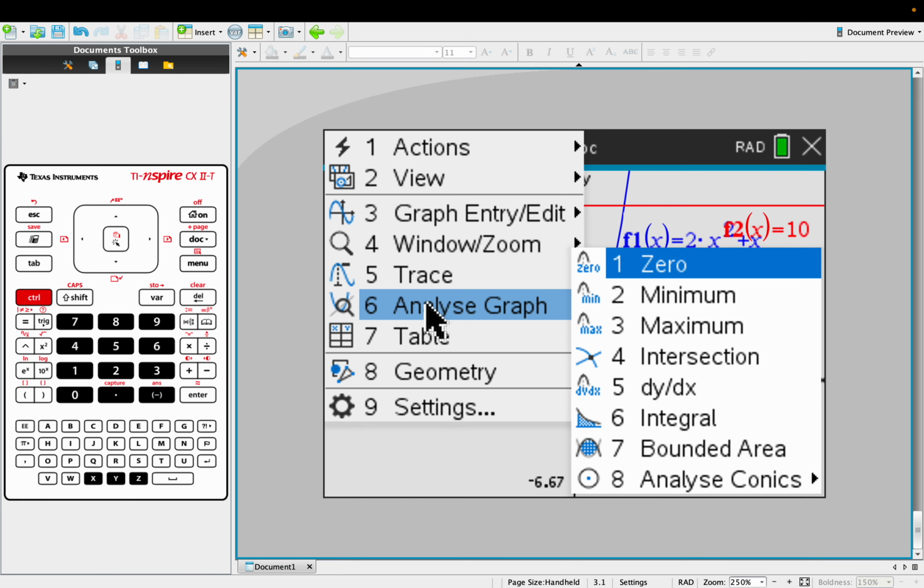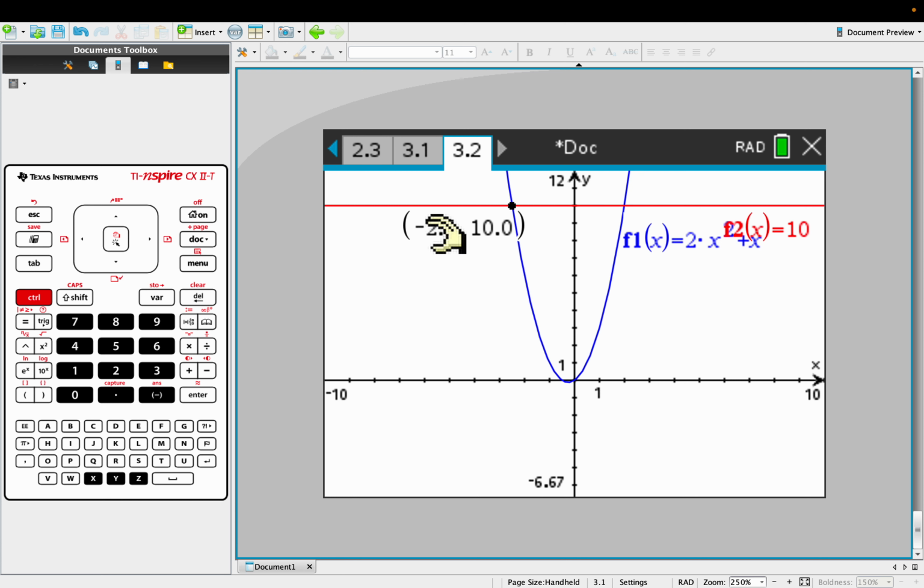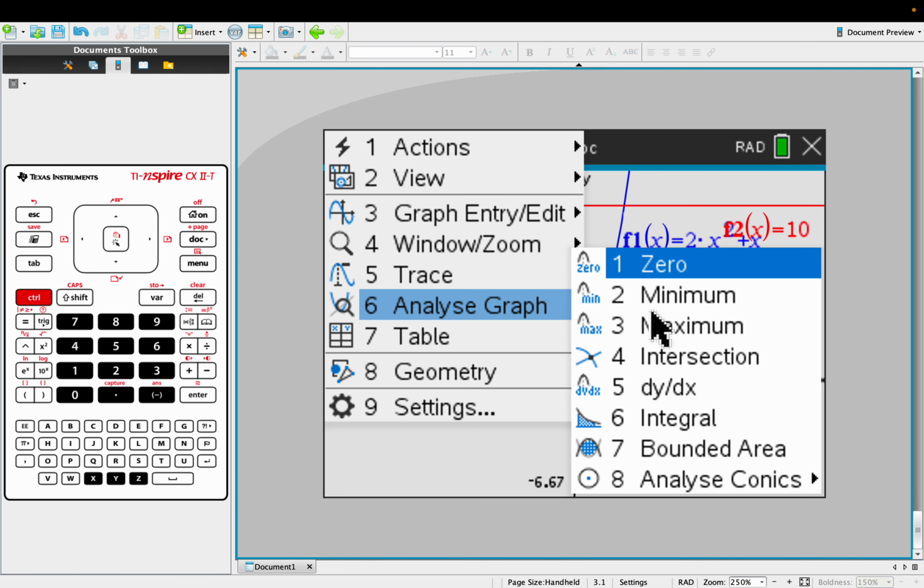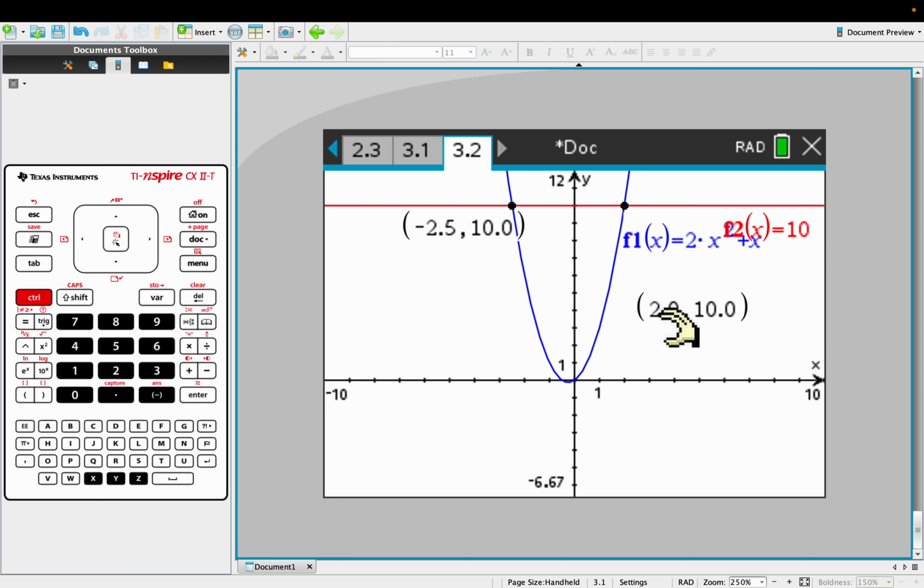Menu, analyze graph, intersection, click, click. Negative 2.5, right? The x value, negative 2.5. Menu, analyze graph, intersection, click, click, and 2. So x equals 2 or x equals negative 2.5. While you're on this graph, let me show you a different technique.